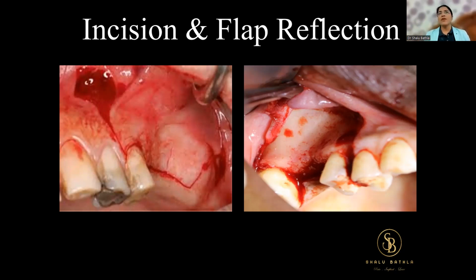Otherwise you will be raising a partial thickness flap, the periosteum will remain over the bone, you won't be able to see the bare bone, and you won't be able to place a beautiful implant. So you should know how to give a beautiful incision and how to reflect a full thickness flap.